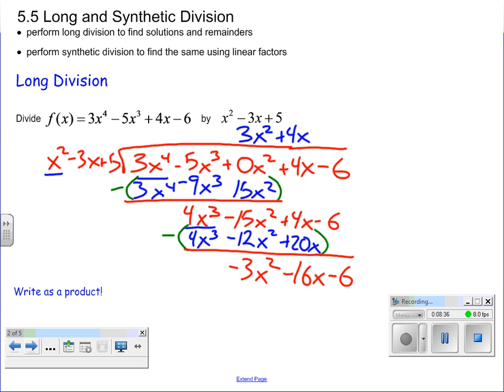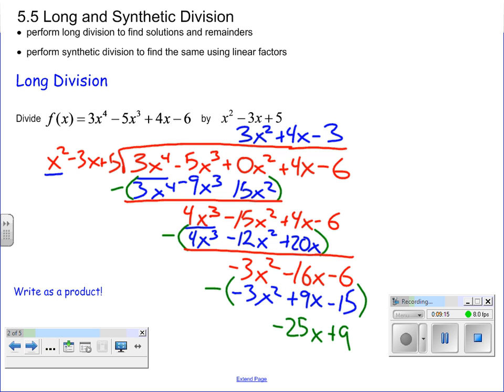Now notice, I have x squared divided into x squared. So this is going to be my last number because I'm on the last column, the constant column. So we're going to go ahead and say, okay, it goes in there negative 3 times and multiply out. So we have negative 15 and positive 9x, because there's also 2 negatives, and minus 3x squared. Okay, so now when I subtract this last one out, we're going to have negative 16 minus 9x, so that's negative 25x, and negative 6 plus 15 is going to be a positive 9.